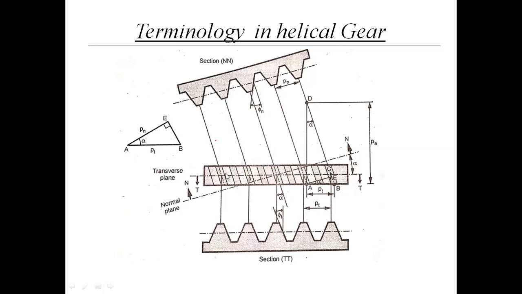Now, there are two planes. One plane is the transverse plane, which is shown here, TT. This plane is perpendicular to the axis of rotation. The transverse plane TT is perpendicular to the axis of rotation, and when the gear is cut along section TT, you can see this view here, section TT.